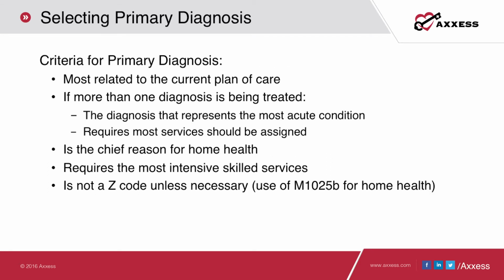In order to select primary diagnoses, you should know the criteria for that primary diagnosis. That criteria includes that the primary diagnosis is that diagnosis that's most related to the current plan of care. And if more than one diagnosis is being treated, it's the diagnosis that represents the most acute condition and requires the most services. In other words, it's the chief reason for home health. It's that diagnosis that requires the most intensive skilled services, and it's not a Z code unless absolutely necessary.